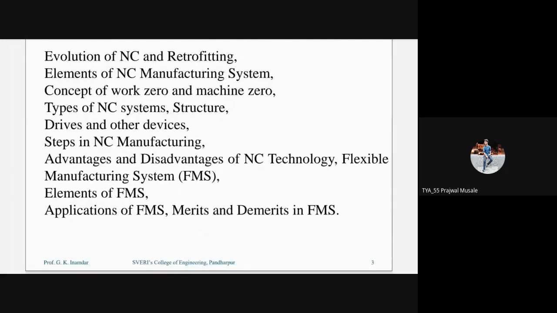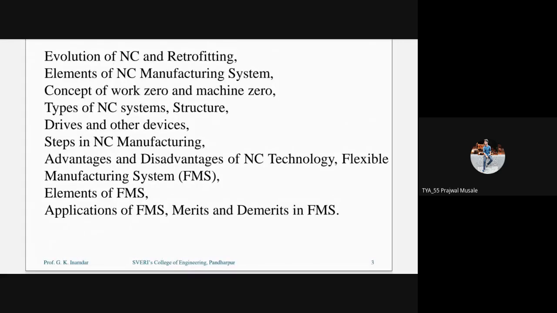Steps in NC manufacturing. What is the procedure? The procedure is the steps to complete the manufacturing in a CNC machine. Then advantages and disadvantages of numerical control technology, and the flexible manufacturing system, FMS. FMS is also a very innovative process. Flexible manufacturing system, like the automation we studied previously, is flexible automation.